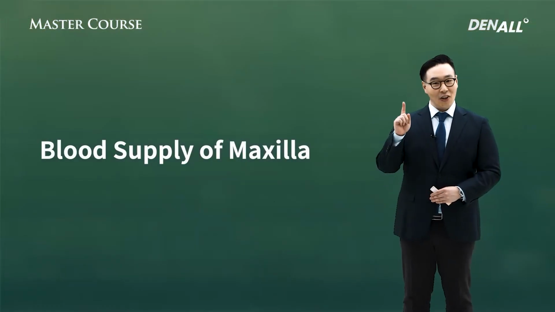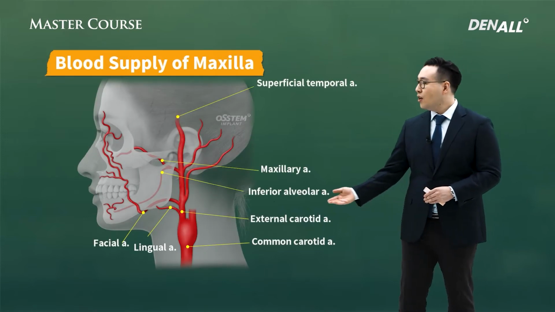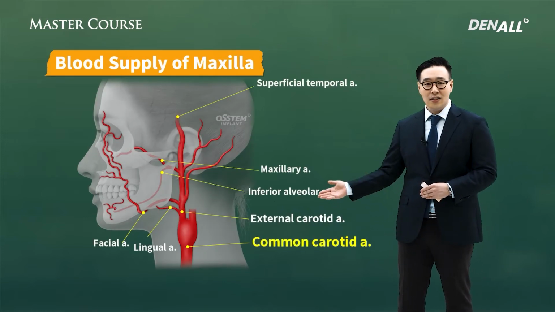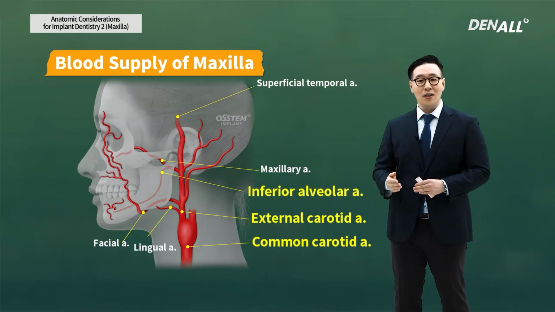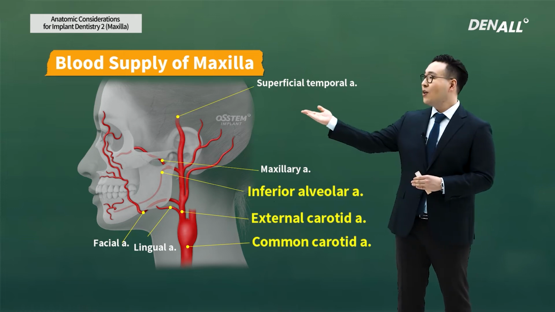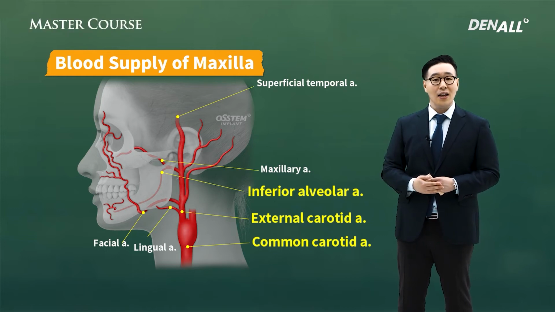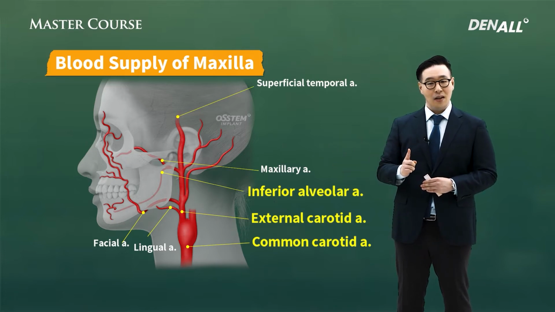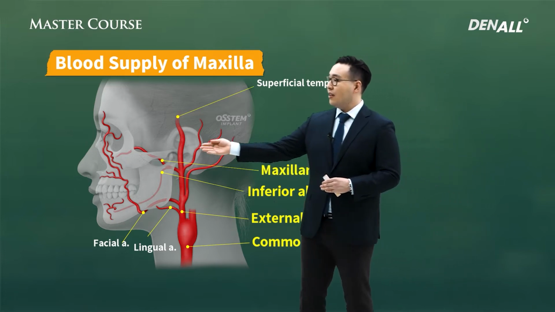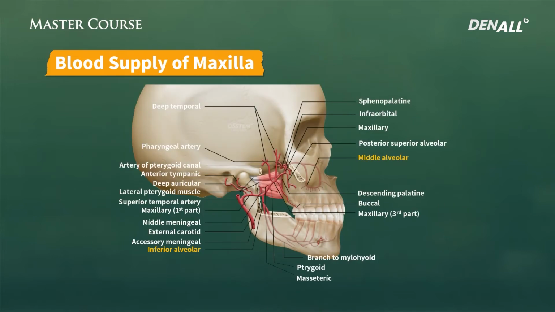Secondly, let's talk about the blood supply of the maxillary side. Now from the heart, the common carotid artery comes up, and it's divided into the external carotid artery and the internal carotid artery. The internal side goes to the brain, and the external carotid artery provides blood to the face and neck. You are very much probably familiar with this information. Of that, the maxillary artery supplies blood to the maxillary side.